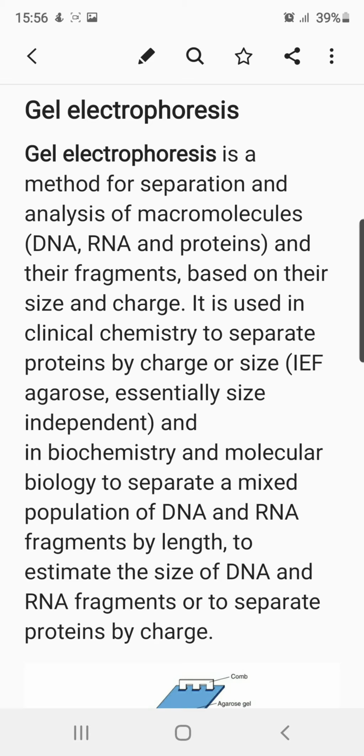So basically gel electrophoresis is a method for the separation and analysis of macromolecules, whether DNA, RNA or proteins, and their fragments, based on their size and charge. This is the basic concept on which the methodology of gel electrophoresis is devised. It is used in clinical chemistry to separate proteins by charge or by size, and in biochemistry and molecular biology to separate a mixed population of DNA and RNA fragments.